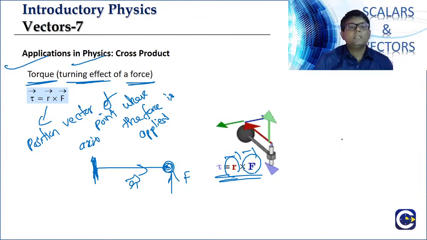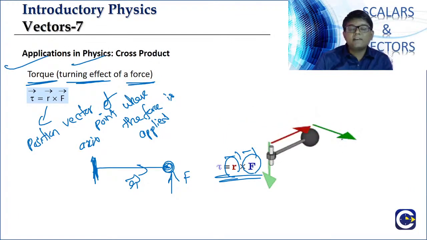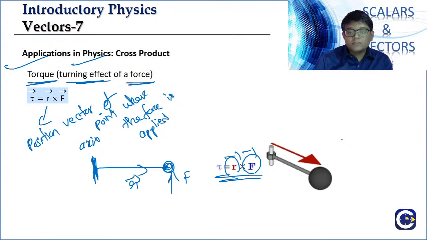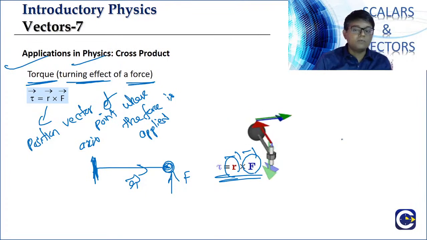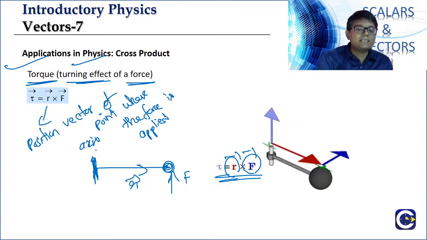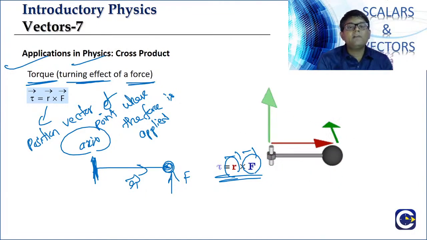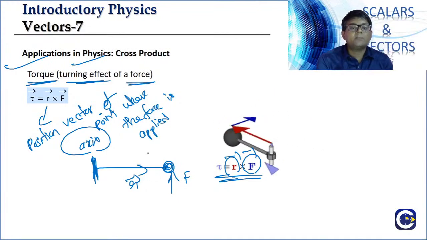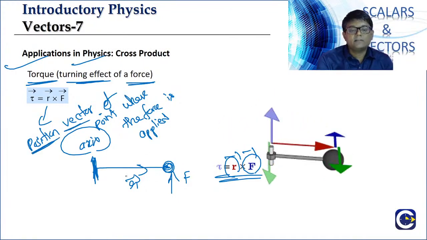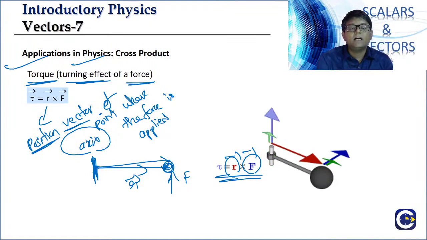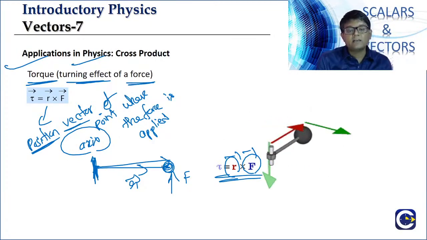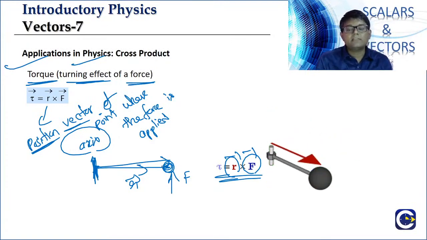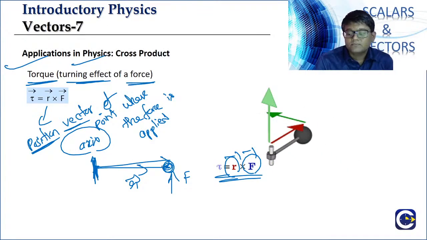So the turning effect of force is given by what? Torque. It's a physical quantity. And how are we going to measure the torque? R bar cross F bar. What is R bar? From the axis of rotation, the position vector of the point where the force is applied. We draw a line from the axis to the point where the force is applied. That is the position vector. We do R bar cross F bar, and that gives us the torque.